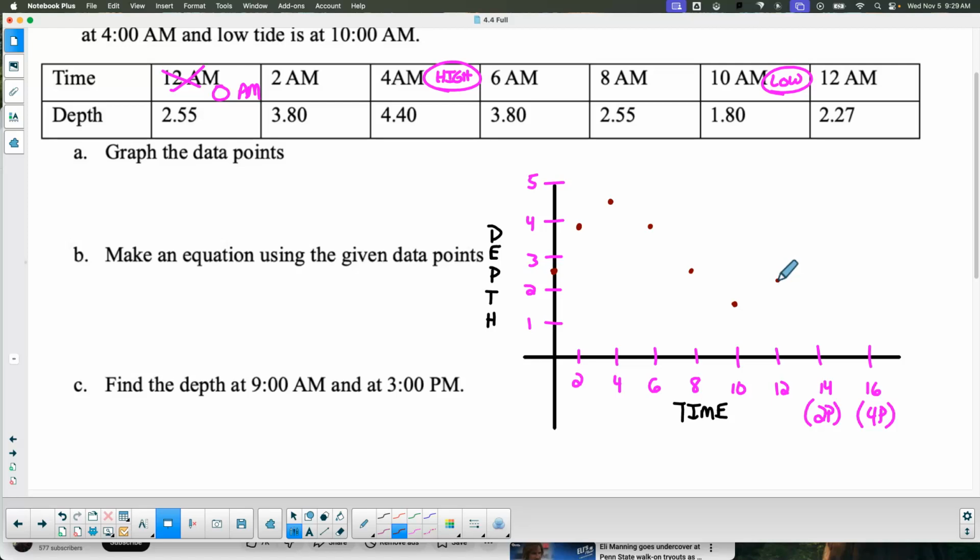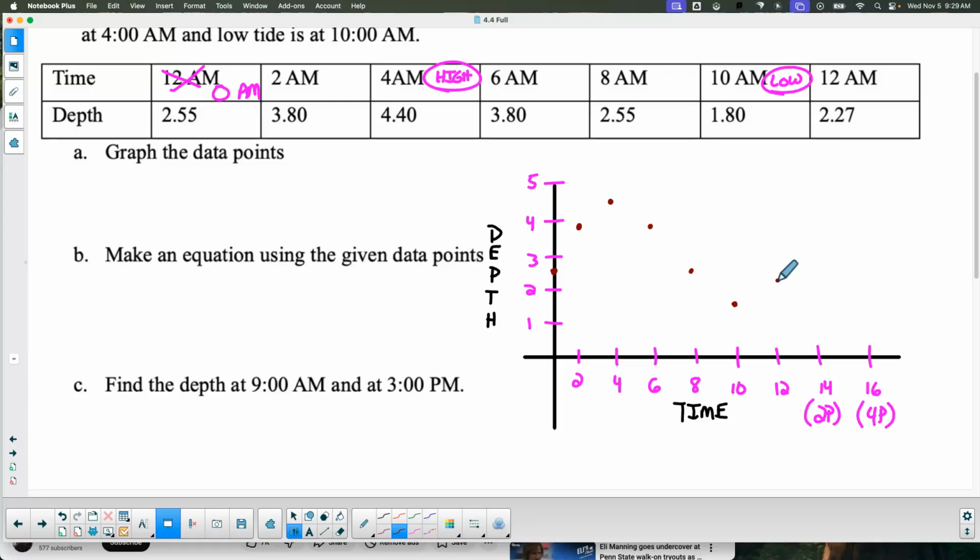Given this set of data, which is going to be easier to find, a sine or a cosine curve? What do you think? Sine? Sticking with it? You haven't given me any justification why. Because it's already like this. Okay, because it looks like a sine curve? What do we need for a sine curve?